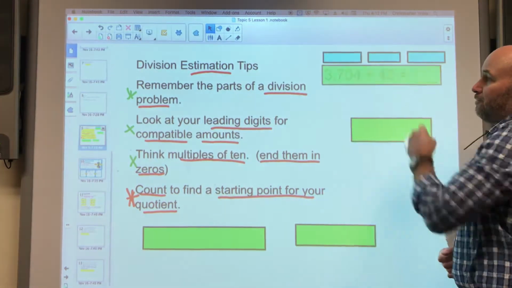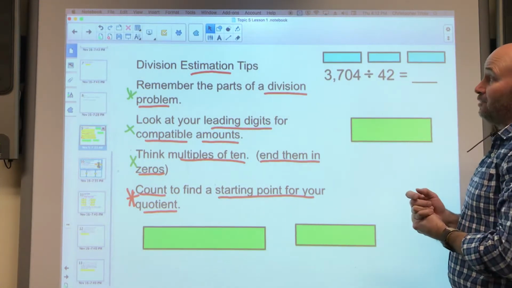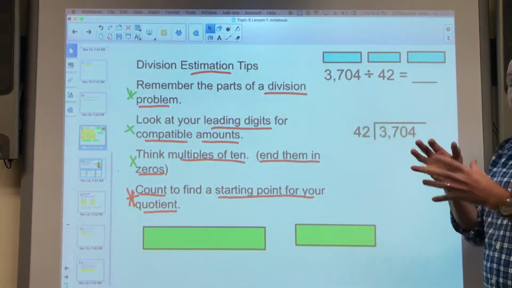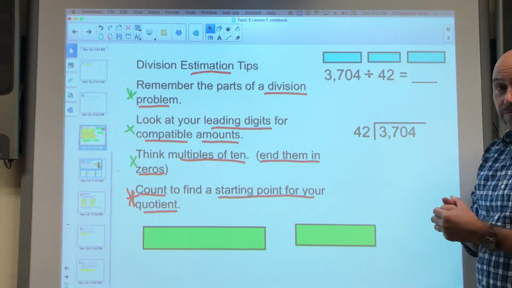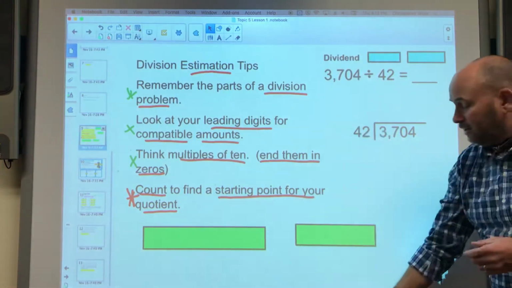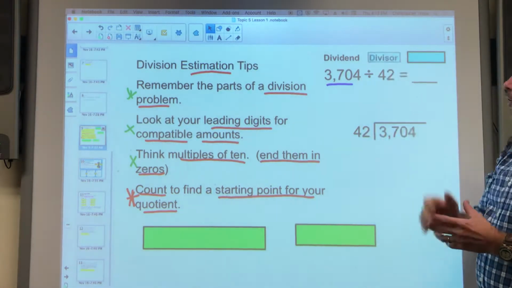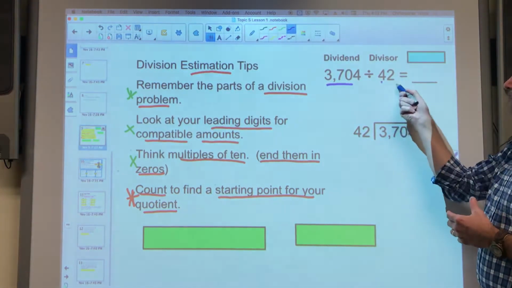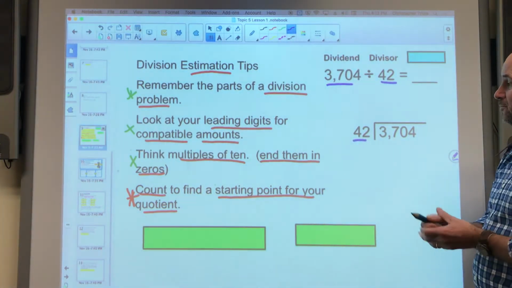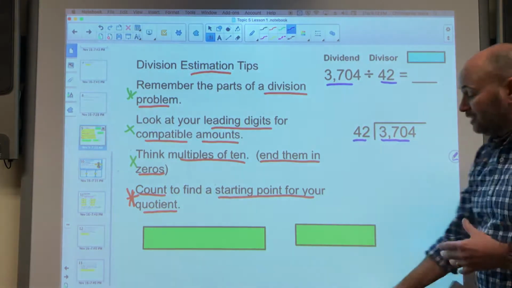Let's look at, first of all, the parts of the division problem. If we have a division problem such as 3,704 divided by 42, we could see it like that, or in the more traditional working algorithm. Either way, the number we are dividing is the dividend. In other words, 3,704 is our dividend. The divisor is the number that we're using to divide it. In this case it is 42. So 42 is our divisor, and 3,704 is our dividend.